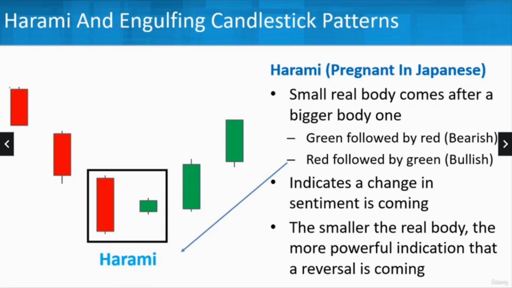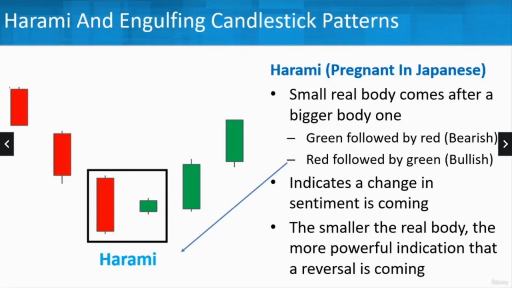And you want to look at the color of the candle makeup. Green followed by red would be a bearish sign, and red followed by green would be more of a bullish sign. In our example here, we have a red candle followed by a green one, so this would be a bullish one. You can guess that because there's an upward trend following afterward. What a Harami is really telling you is that a change in sentiment is coming.